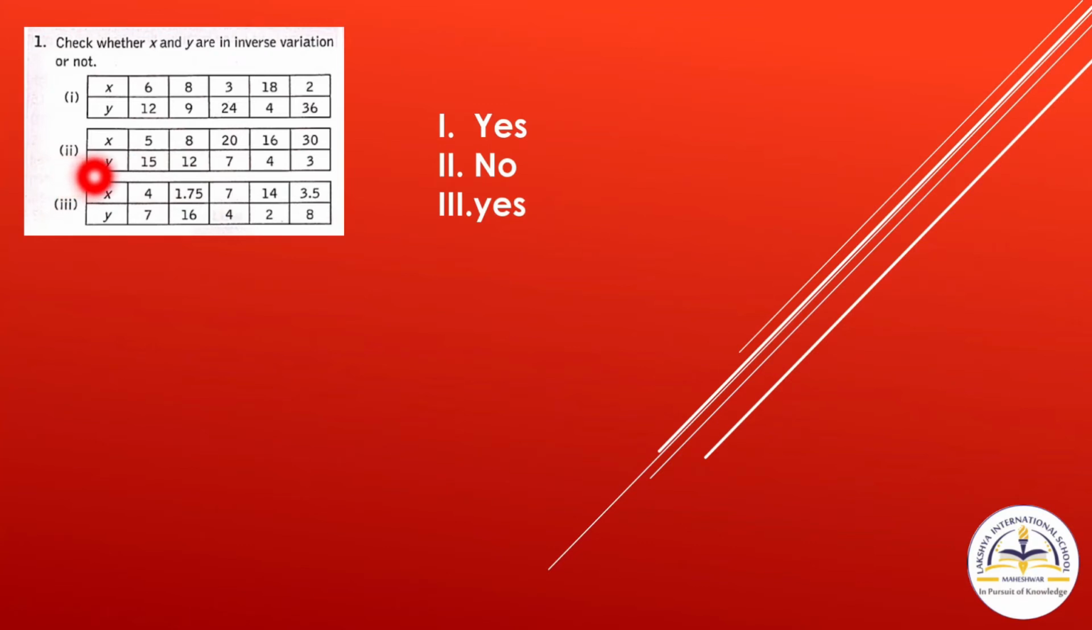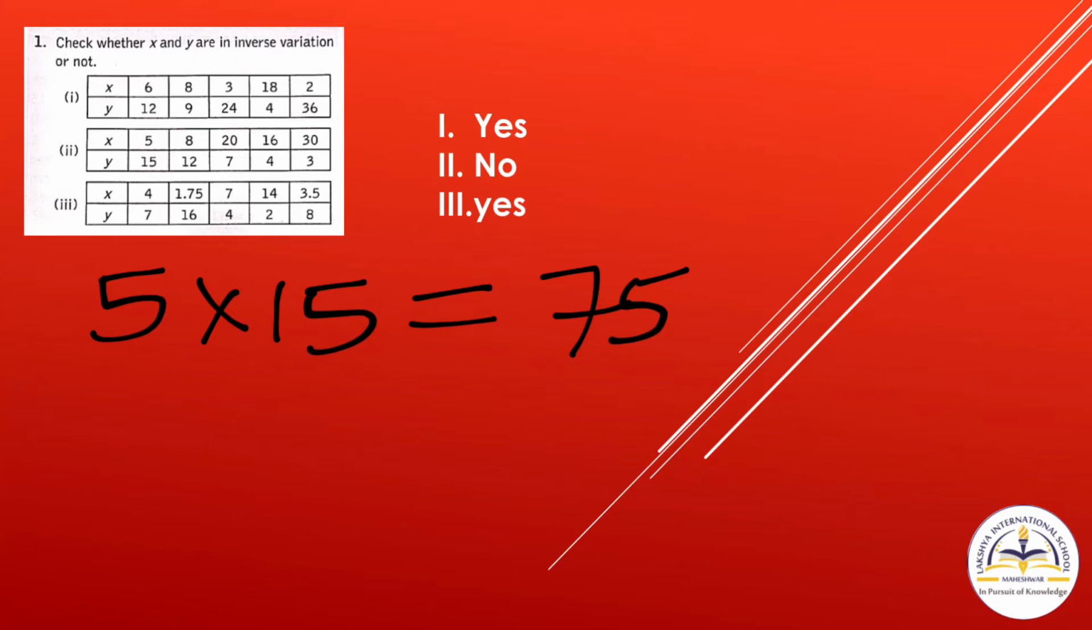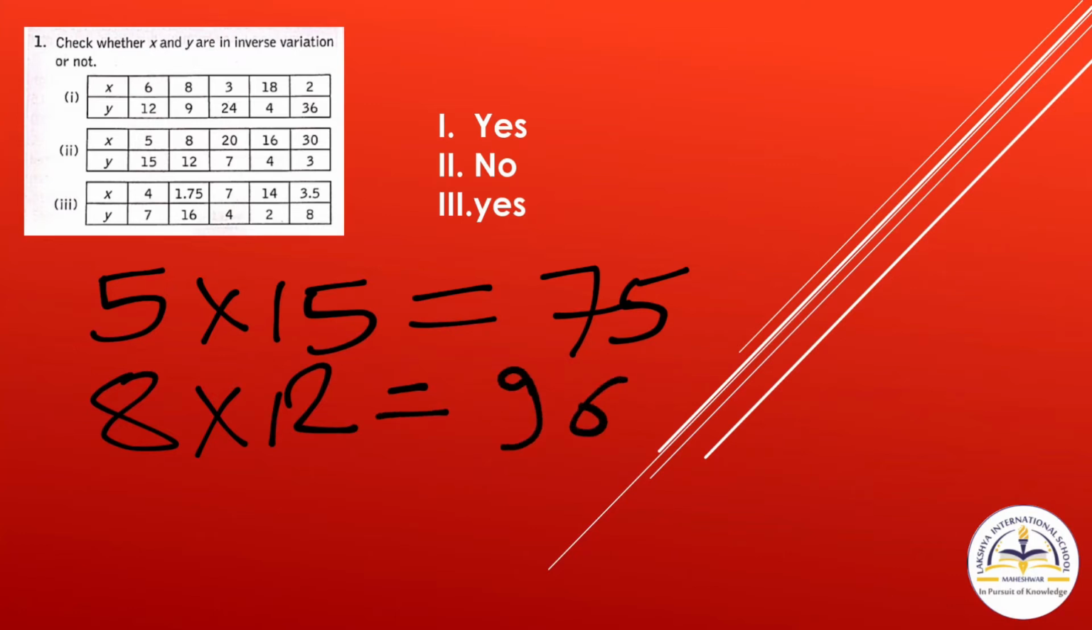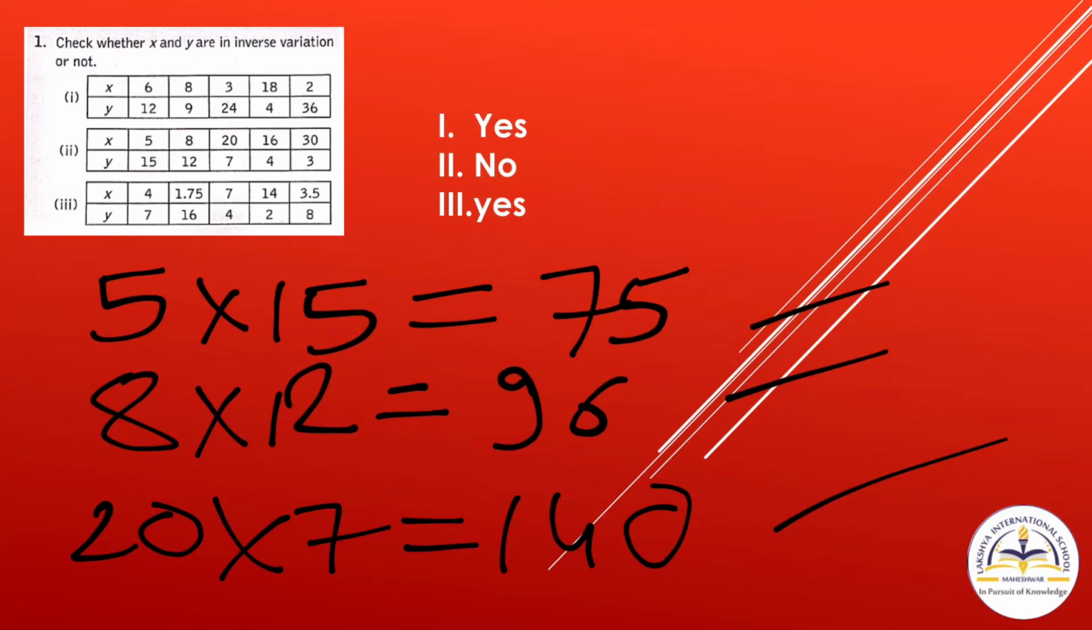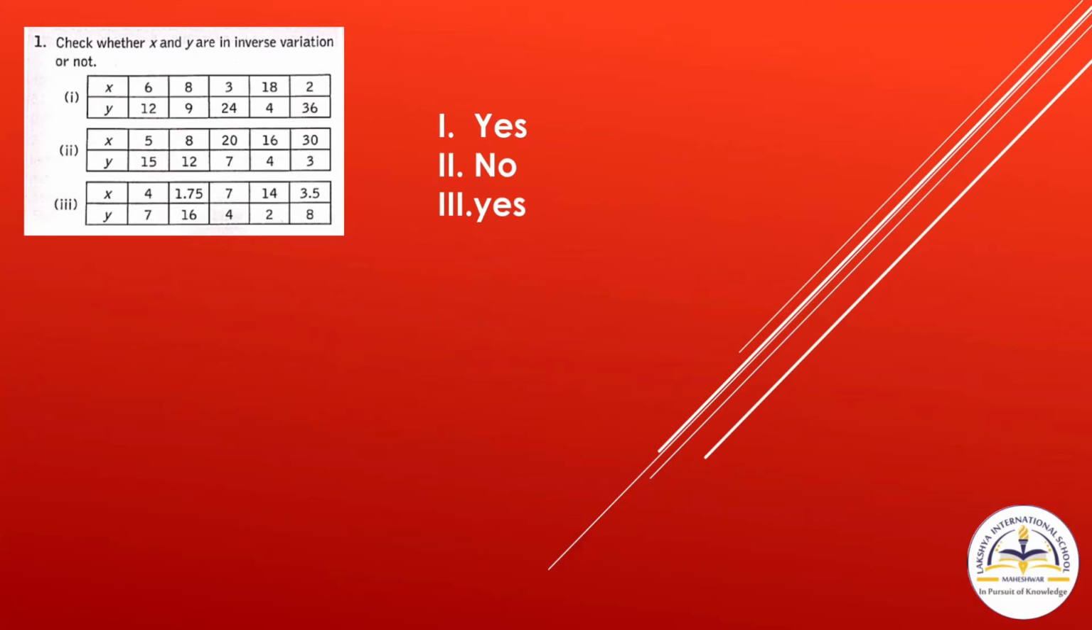Now we will solve question number 2. 5 and 15: 5 multiplied by 15 is 75. Now 8 and 12, that is 96. Now 20 and 7, it means 140. Now you can see when we multiply, all the values are different. It means this is not in inverse variation. So no is the answer. Now you have to solve the third one.